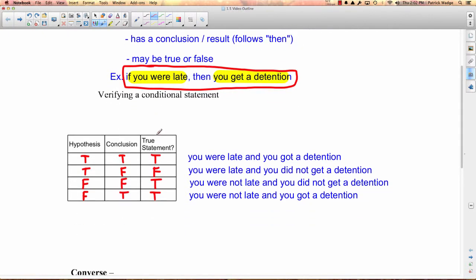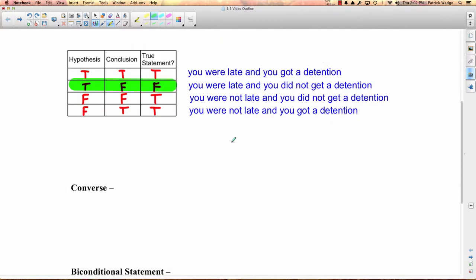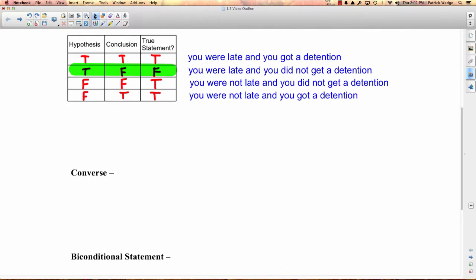So you see, the only one that actually falsifies the statement is the second one right here, where you have a true hypothesis but a false conclusion. Everything else is fine. Okay, the next type of statement is a converse statement.